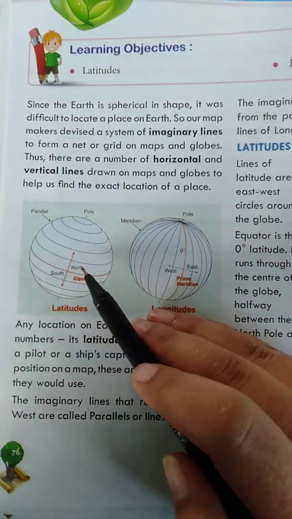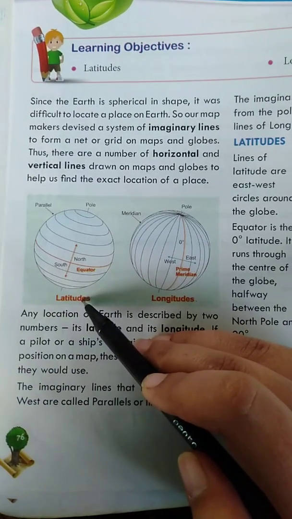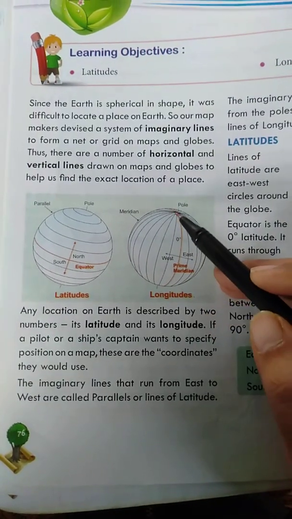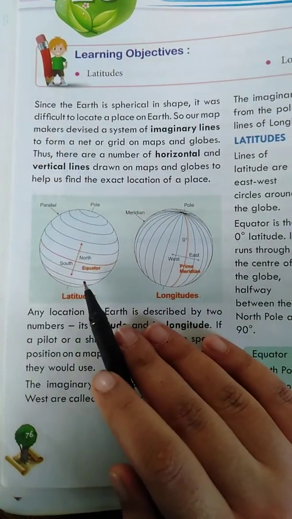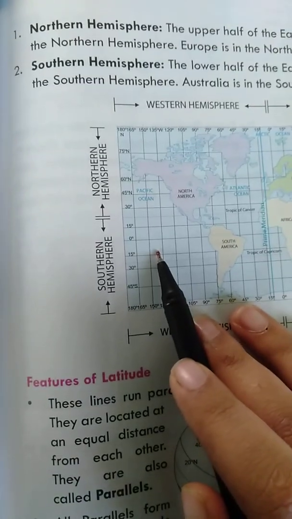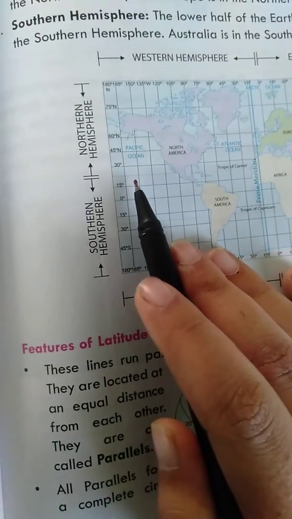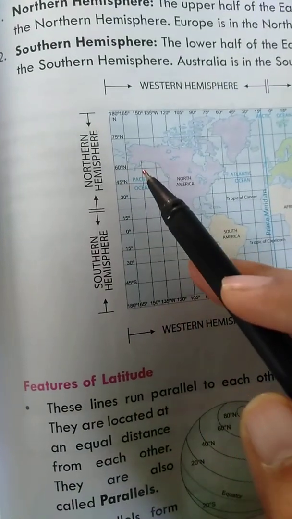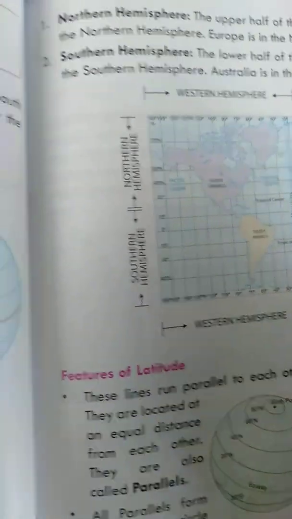The lines which are horizontal and run from east to west are known as latitudes or parallels, and the lines which run from north pole to south pole are known as longitudes or meridians. These lines form a net or a grid like this. What is a net? A net is an intersection of horizontal and vertical lines. Here you can see that there are horizontal lines and the vertical lines are intersecting them at some places. This forms the shape of a net.